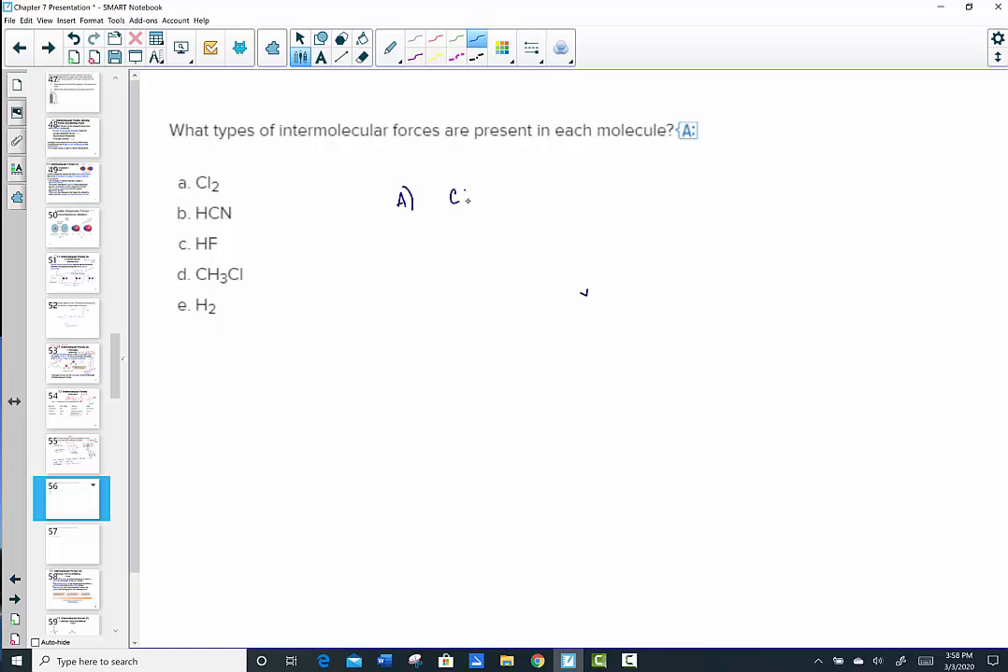Welcome back. Chlorine bonded to chlorine, that's a non-polar molecule. It's an equal distribution of charge, so it's non-polar. That tells me that the only type of intermolecular attraction would be a London dispersion force.